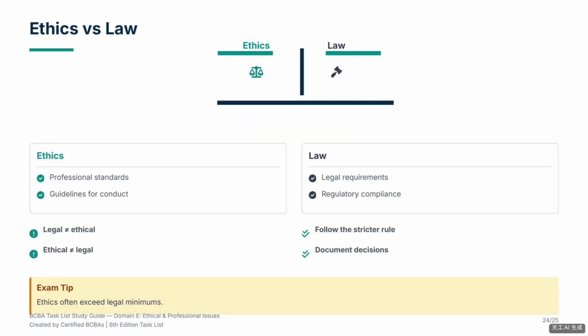Ethics and law are related, but they are not the same. Something can be legal but unethical, and something can be ethical but illegal. When these conflict, you must follow the stricter rule. Ethical standards usually go beyond legal minimums. On the exam, do not choose the answer that is just barely legal. Choose the one that best protects the client and follows professional standards. And always document your decisions.